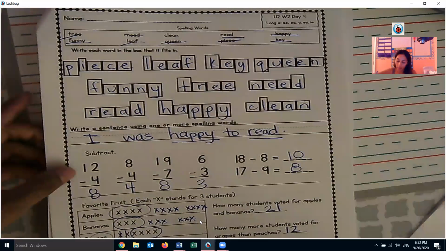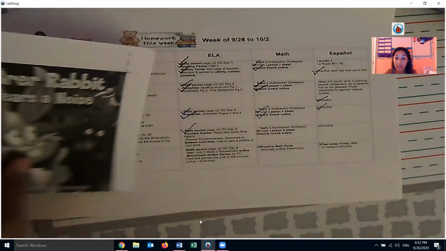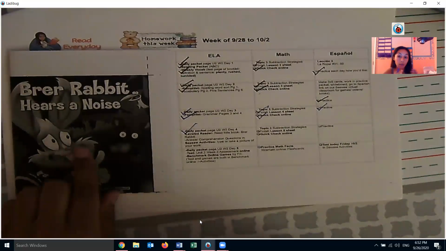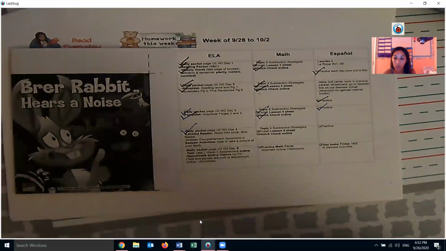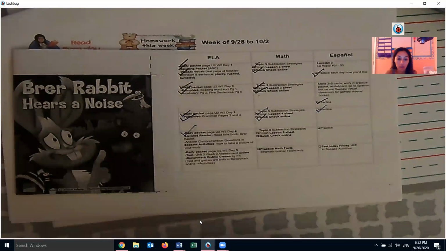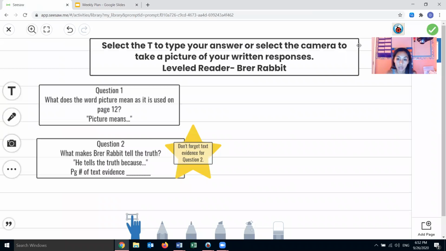Okay, so that's our daily packet. Today, remember that you are reading Little Book, Brer Rabbit. This is assigned if you go to Clever, Benchmark Assignments. This leveled reader is assigned to you, so you can have it read to you, but of course you can always just reread it in your little book. In Seesaw, so let me remind you here, you will answer the comprehension question. So it says select T, type your answer, or select the camera to take a picture of your written responses.